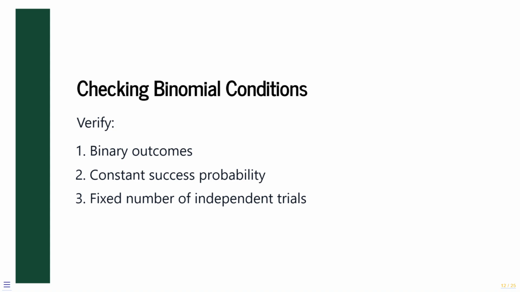Before using a binomial model in practice, always verify the conditions. Ask yourself, are outcomes binary? Is the probability of success constant? Is the number of trials fixed? Are trials independent? Missing one of these assumptions can lead to incorrect conclusions. So checking the conditions is an essential step in every binomial problem.